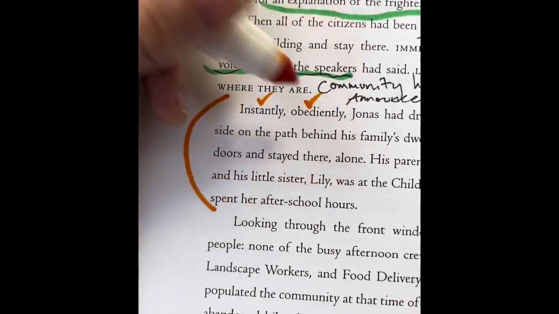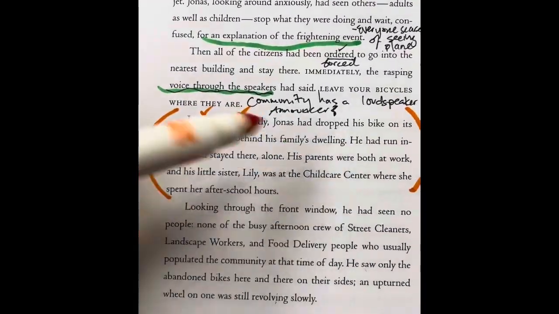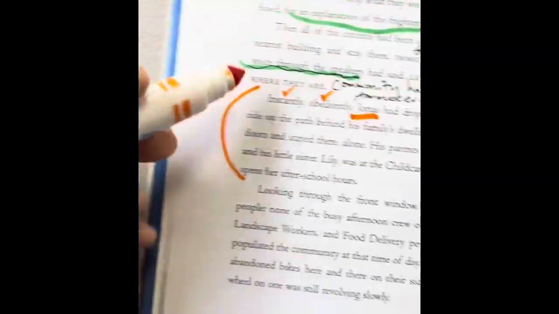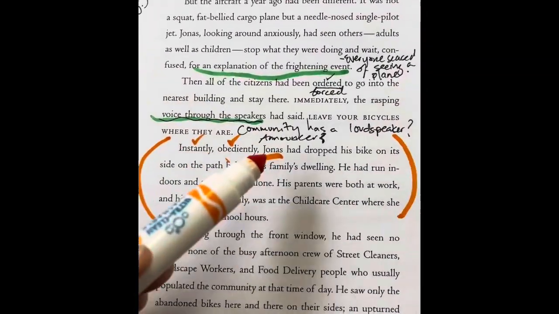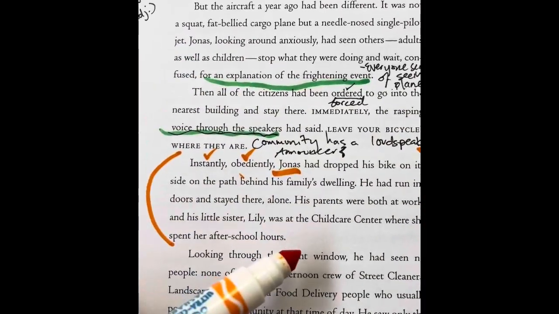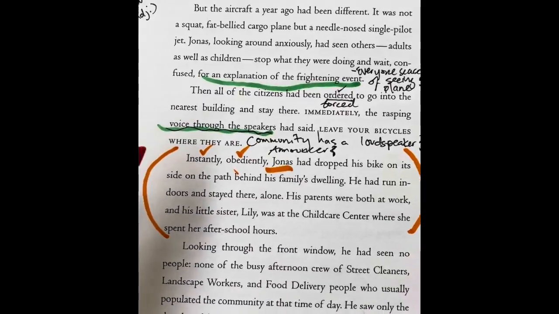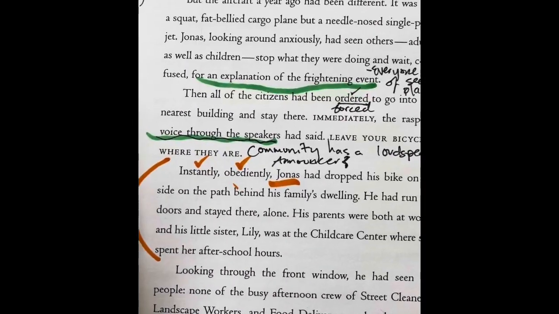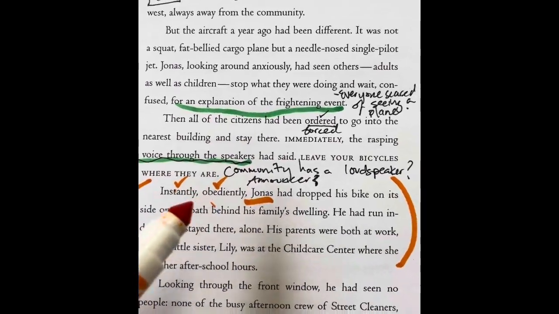And then I think these adverbs are really important. Adverbs can be a really good way to learn about a character. I'm not going to write anything down, but I'm just going to put a little check mark because now we know, how does Jonas react to a scary situation? He reacts instantly and he reacts obediently. So it's maybe just in his nature to act quickly, instantly, and then to follow rules obediently.